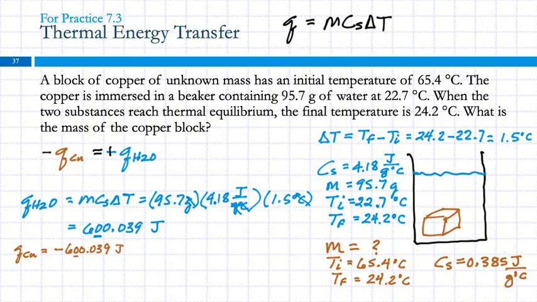And then we can stop and ask ourselves, well, do those signs make sense? A change in temperature where it goes up, like the water heated up, that means that energy came in, so Q is positive. For the metal block, it got colder by losing energy, so Q is negative.